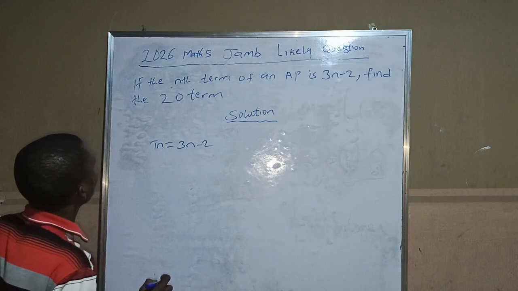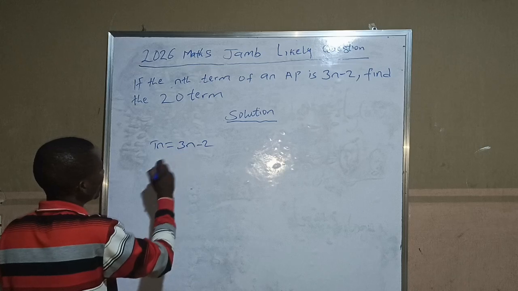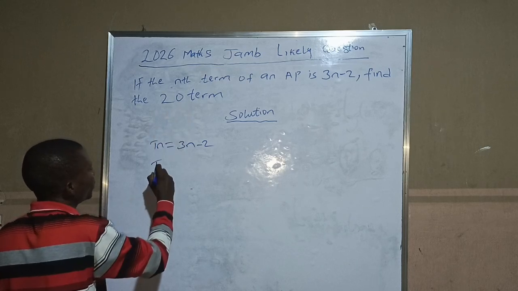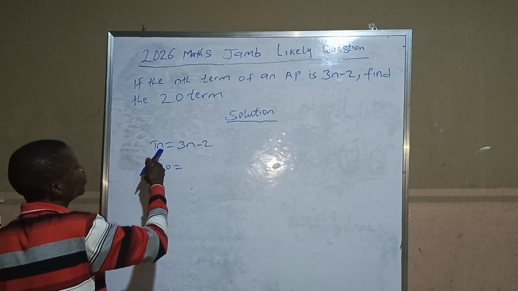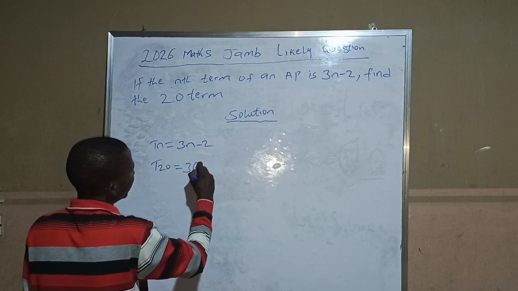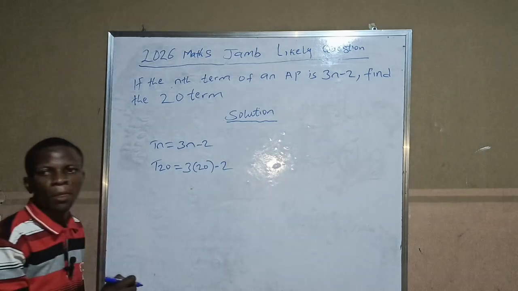But here you are now asked to find the 20th term. You know that this is your T20. Your n represents the number of terms you are asked to find. T20 equals, anywhere you see your n, you put 20 there. That's 3 into bracket 20 minus 2.